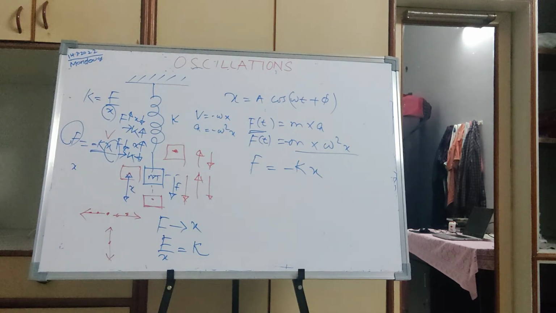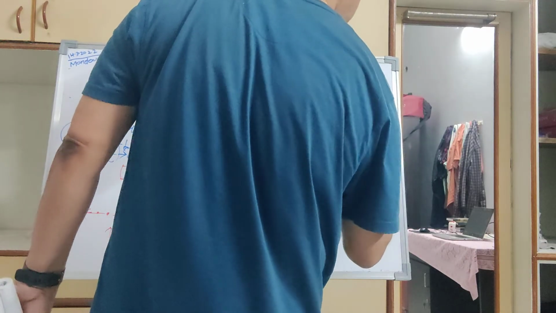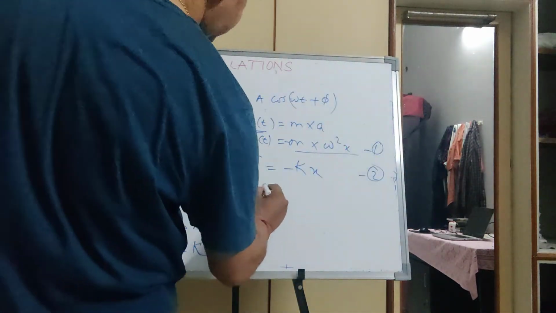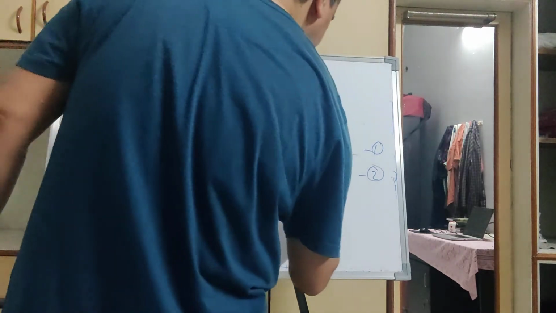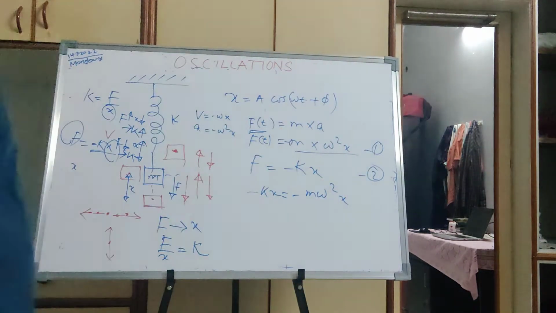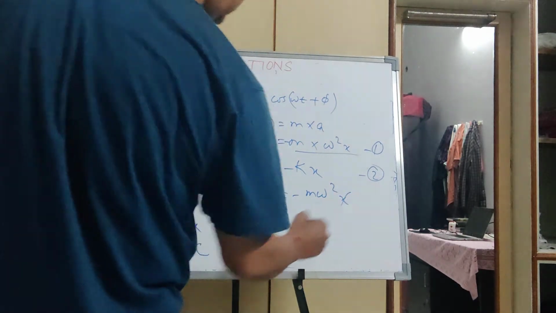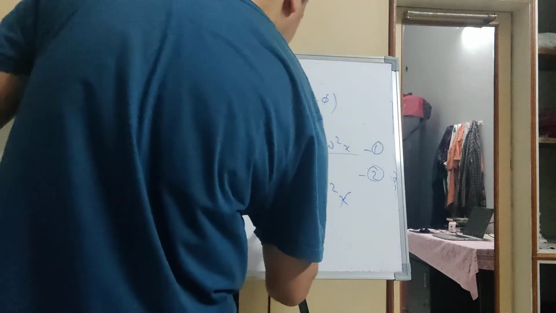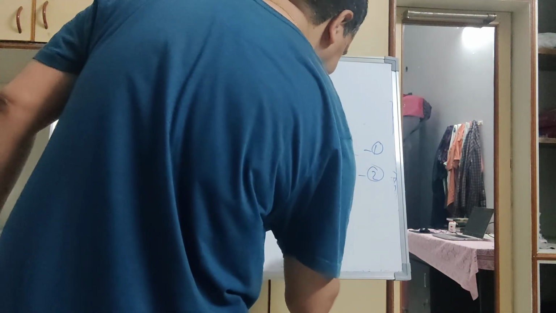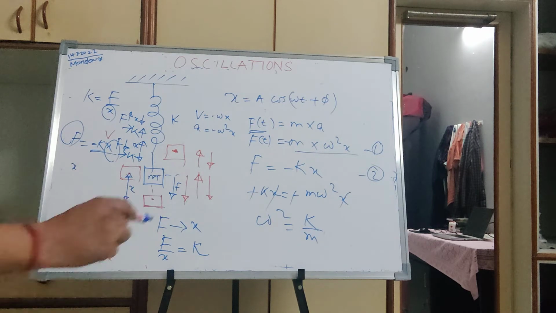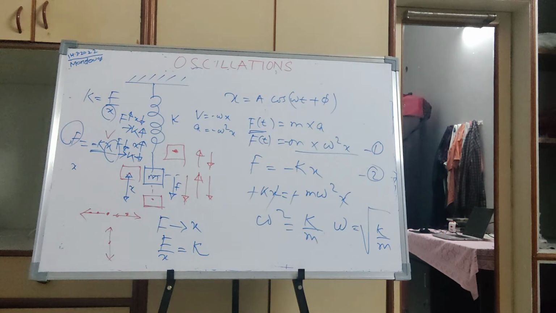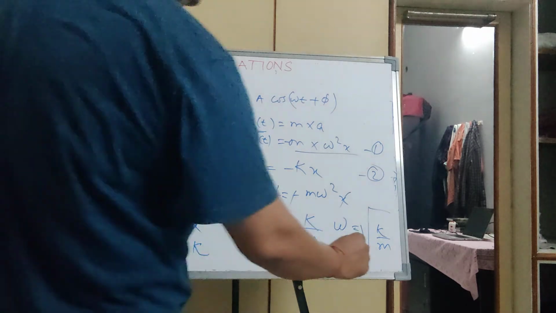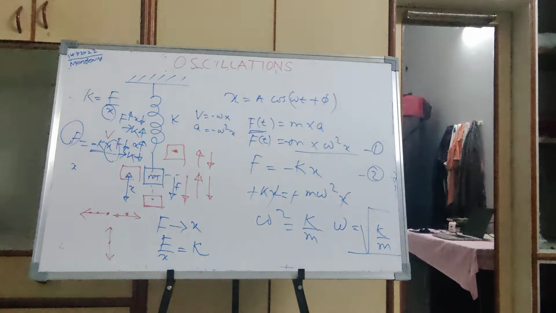Okay. So let us say this is equation 1 and this is equation 2. So minus kx is equal to minus m omega square x. The x cancels, the minus signs cancel. So omega square is equal to k by m. So omega is equal to square root of k by m. So omega is nothing but your angular velocity or angular frequency, which is equal to the square root of stiffness by mass. Okay, this is very, very important.